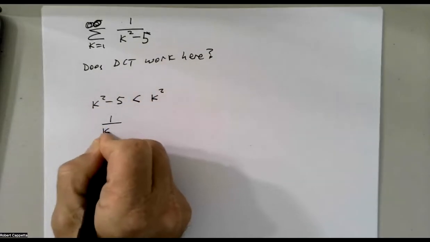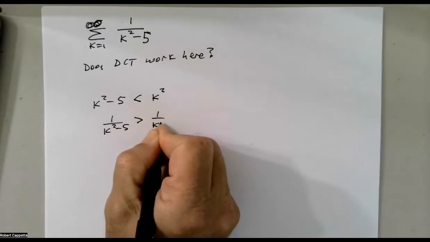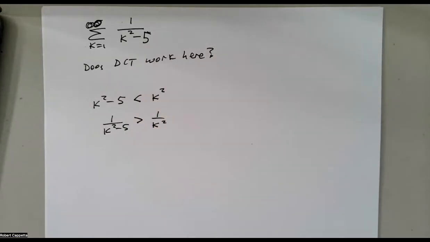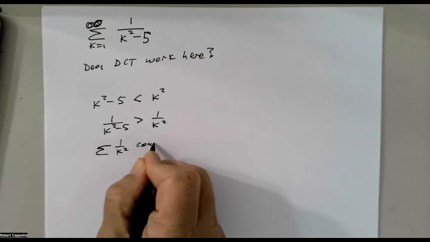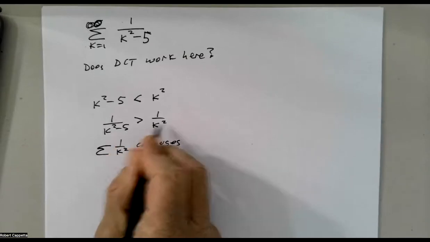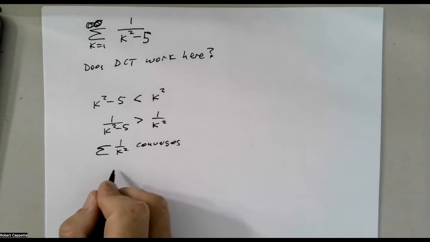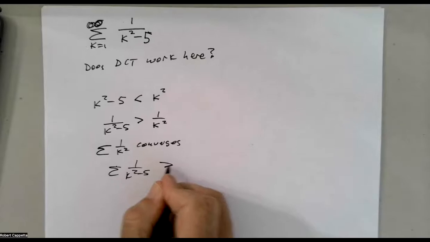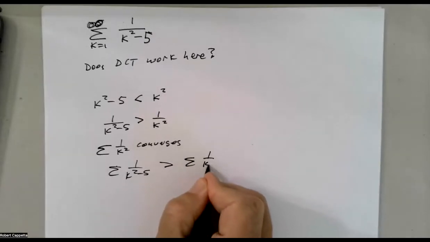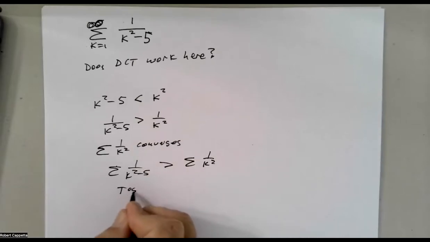So 1 over k squared minus 5 is greater than 1 over k squared. Okay, but the sum of 1 over k squared converges. If I'm greater than a convergent series, that tells me nothing. So my series, the sum of 1 over k squared minus 5, in essence, is greater than the sum of 1 over k squared. If I'm greater than something that converges, I don't know, so the test is inconclusive.